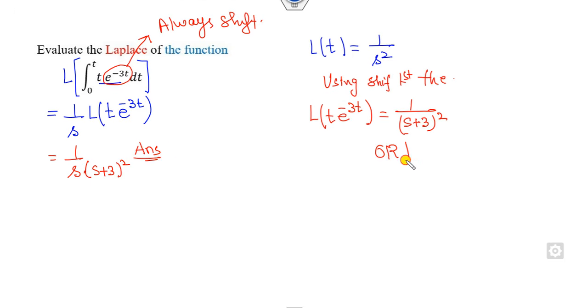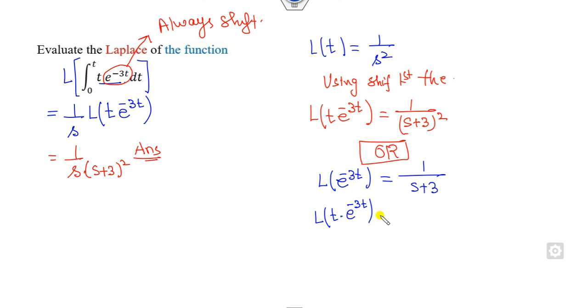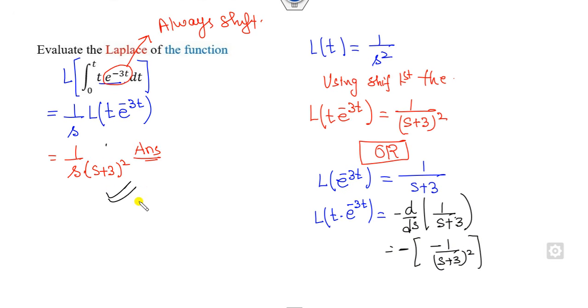Also, you can solve it another way. Firstly, you can find the Laplace of e raised to power minus 3t. It is 1 over s plus 3. Then you can apply the rule of multiplying by t. The rule of multiplying by t is, because the degree is 1, the first derivative of this quantity. So what is the derivative of this quantity? It is minus 1 over (s plus 3) whole square. And you can see it's minus minus plus, so again you will get the same answer as here.